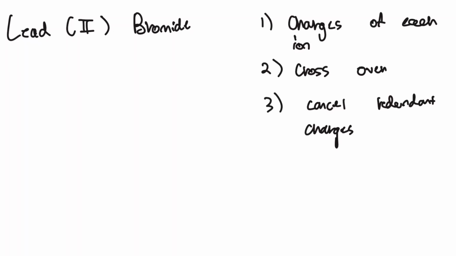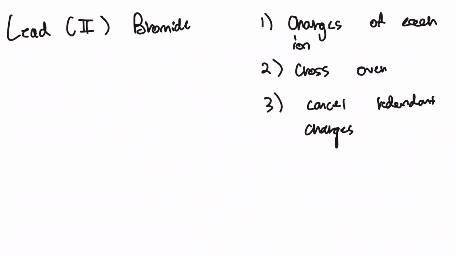Alright, you now know how to name complex ionic compounds. Let's move to the final part of this video. How do we write their formulas going off of a name? And for this example, we'll be using lead 2 bromide. And the steps are exactly the same as with simple ionic compounds. We want to find the charges of each ion. We then want to cross over these charges, and then we want to cancel out our redundant charges.